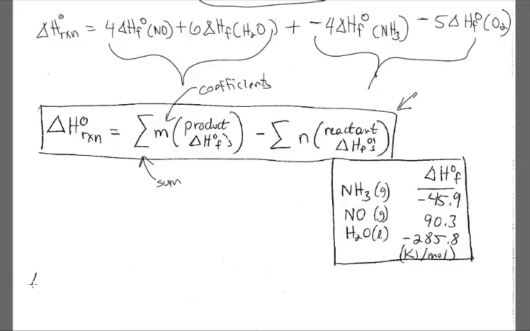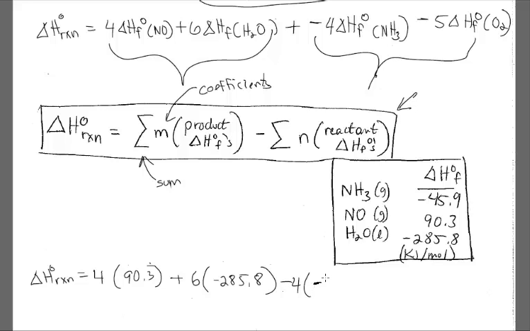So our heat of reaction for that equation above is 4 times heat of formation of NO, which is 90.3. I'm not going to write in the kilojoules because it'll make it easier to see if I don't. Plus 6 times the heat of formation of water, which is negative 285.8, minus 4 times the heat of formation of ammonia, which is negative 45.9. And then plus 5 times, that's negative 5 times 0, so that term will just go away.